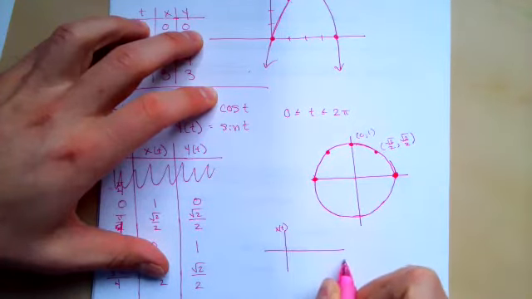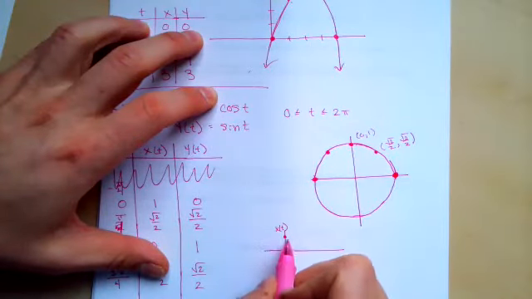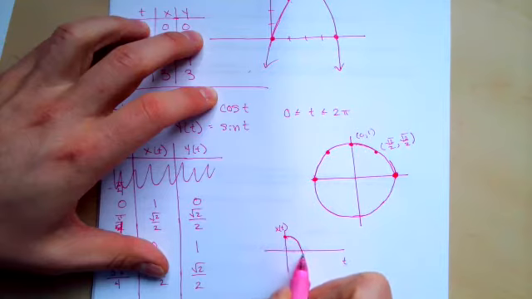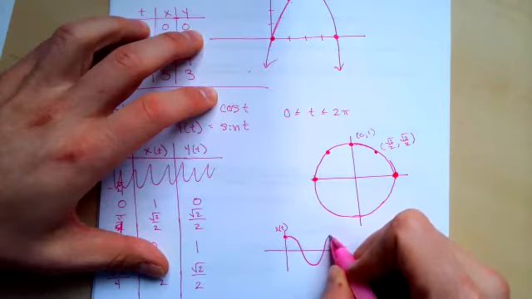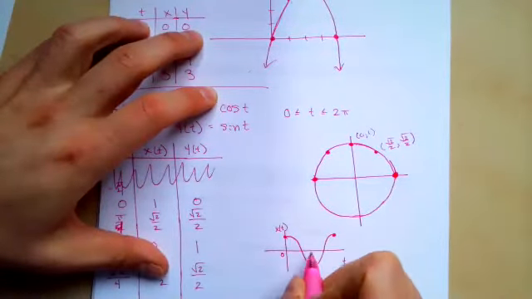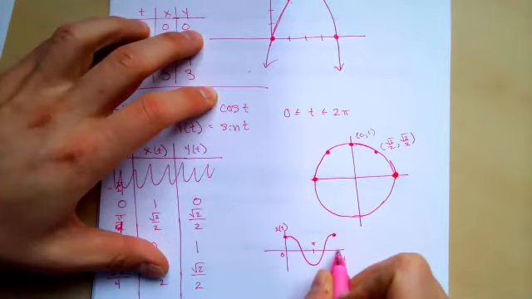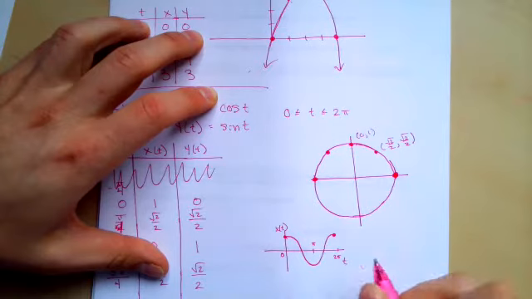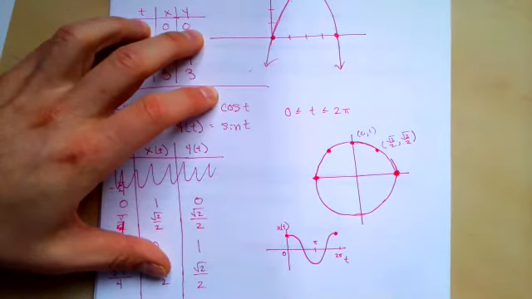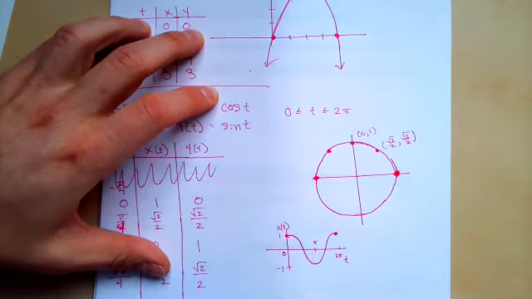If we were to just plot the x coordinate, cosine starts at a peak, comes down, and then comes up and ends at a peak. So this was 0, this is pi, and this is 2 pi. So at pi, we're at -1, and at 0, we're at +1.